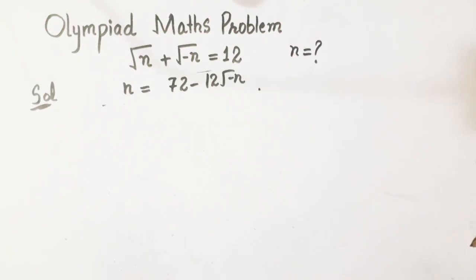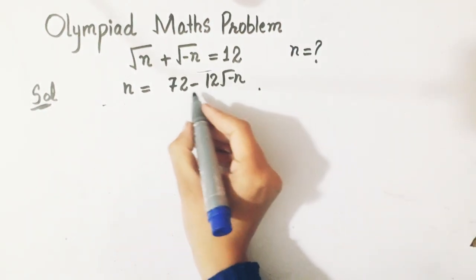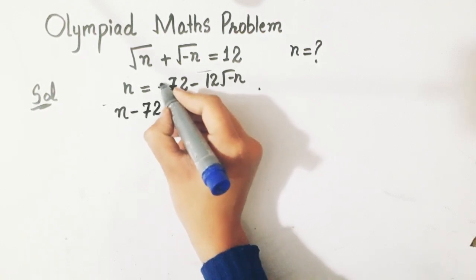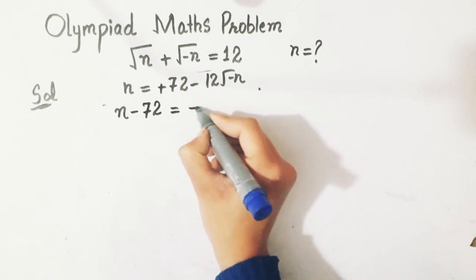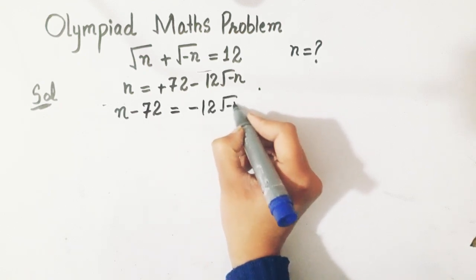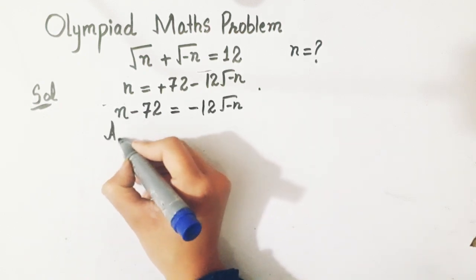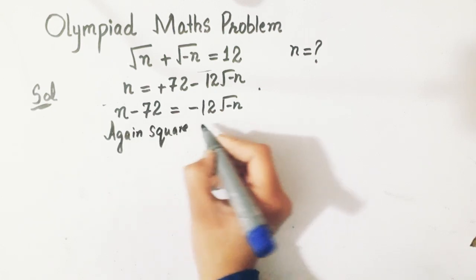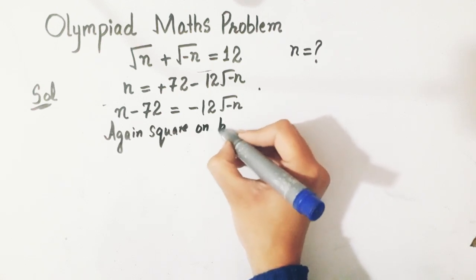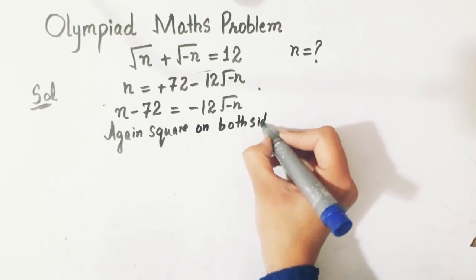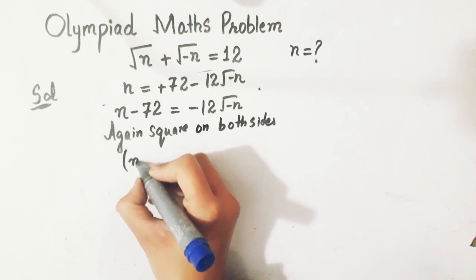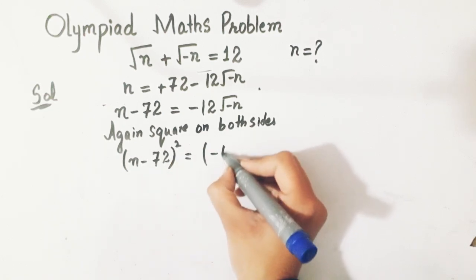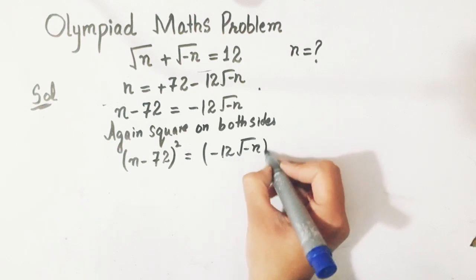So we will solve this further as, this will become n minus 72, because 72 is added here, it will subtract, equals minus 12 root of minus n. Now again take square on both sides. We will get n minus 72 square equals minus 12 root of minus n square.